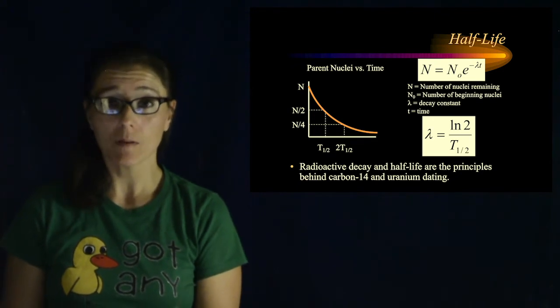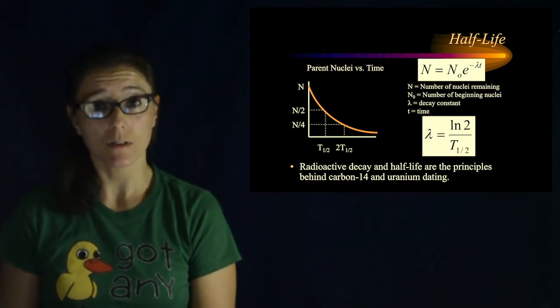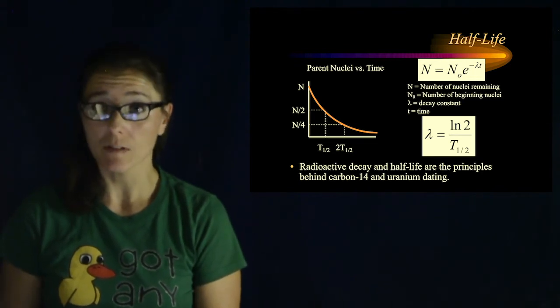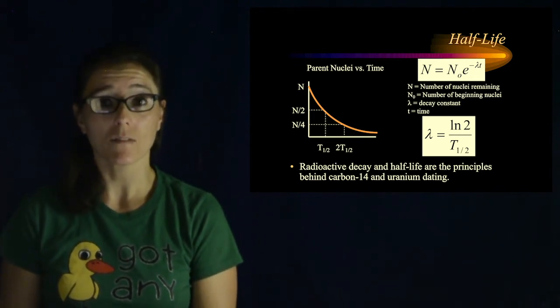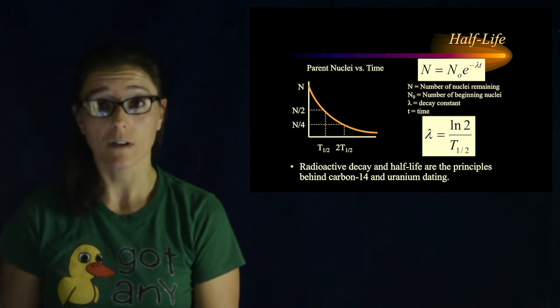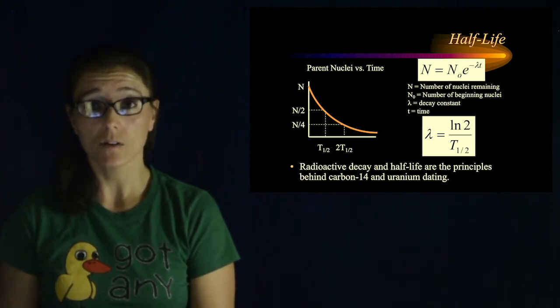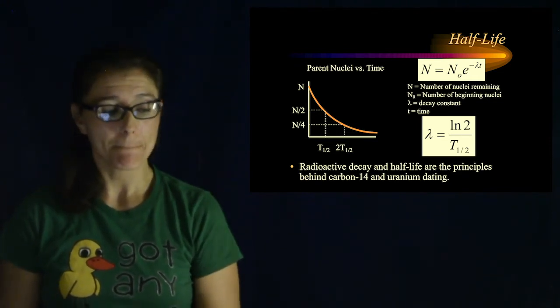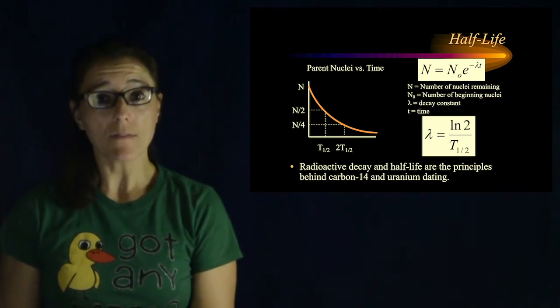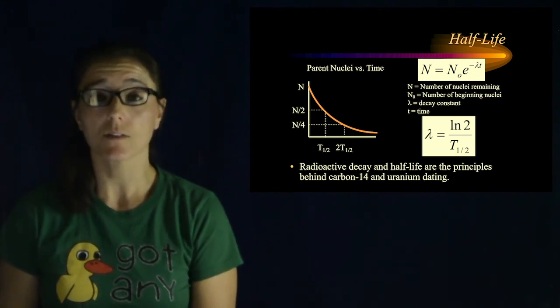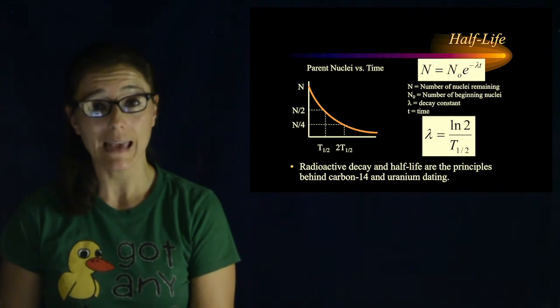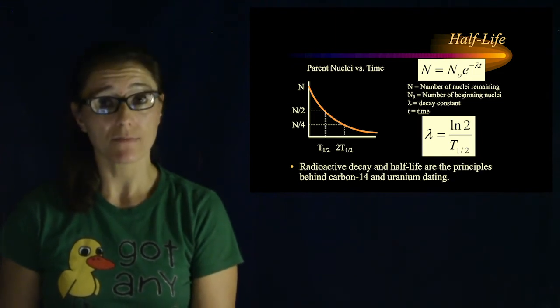So while we can't pinpoint when an individual nucleus will decay, we can look at a sample of, say, 100 or 1,000 and know the time that it would take for 50 or 500 of those nuclei to turn into different nuclei. That time that it takes for half of a sample of radioactive nuclei to turn into other nuclei, or to decay, is known as half-life.